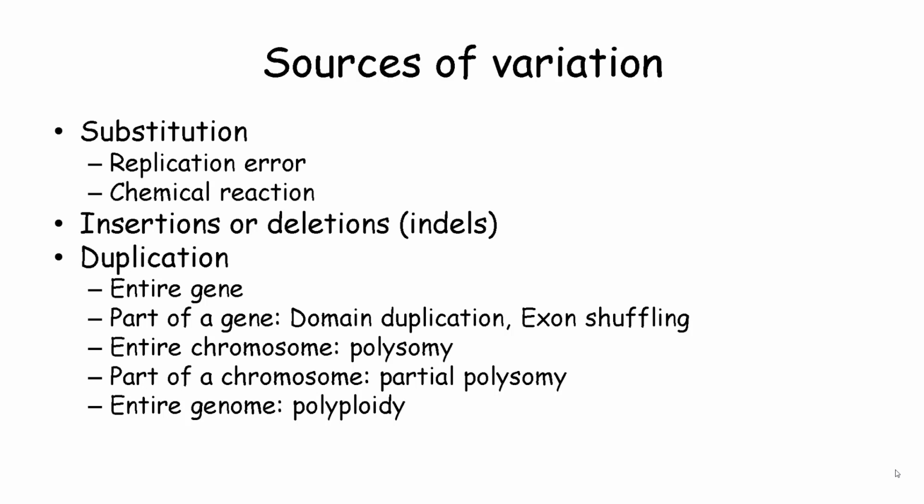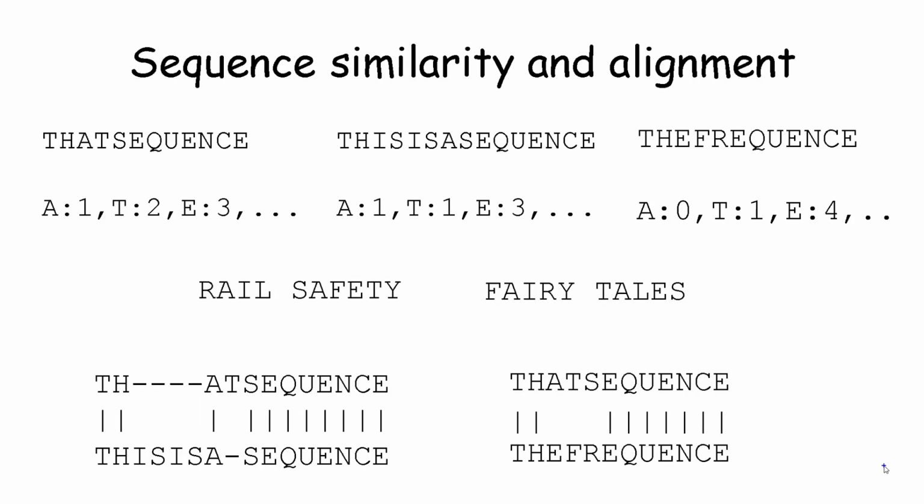Polyploidy is having more than 2 sets of chromosomes and is typically found in plants. Now that we have reviewed the types of mechanisms that cause changes in the genetic material, let's now see how we can compare sequences and sort of play detective to figure out if they have evolved from the same ancestor gene and which of their nucleotides have been substituted, inserted, or deleted.